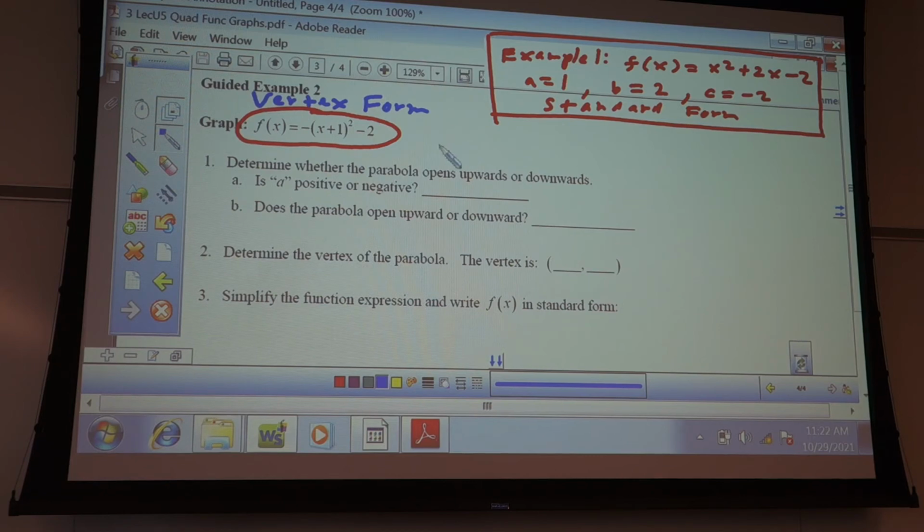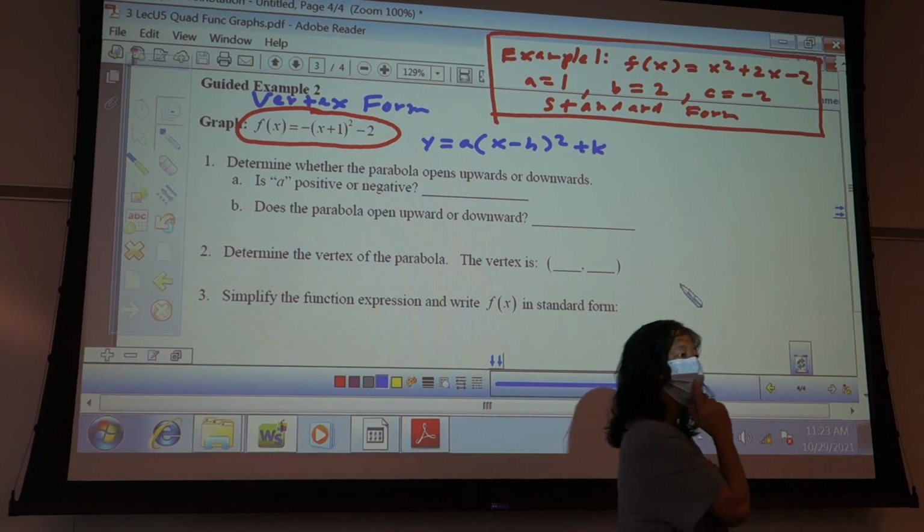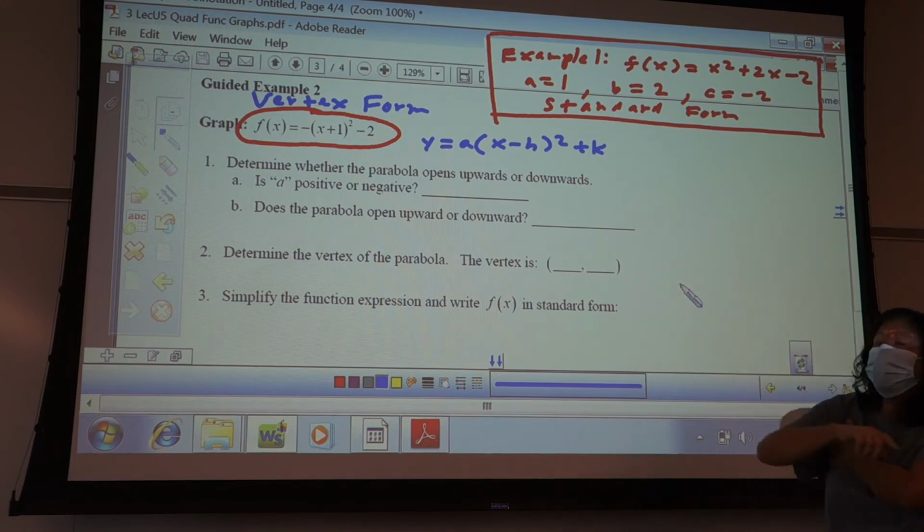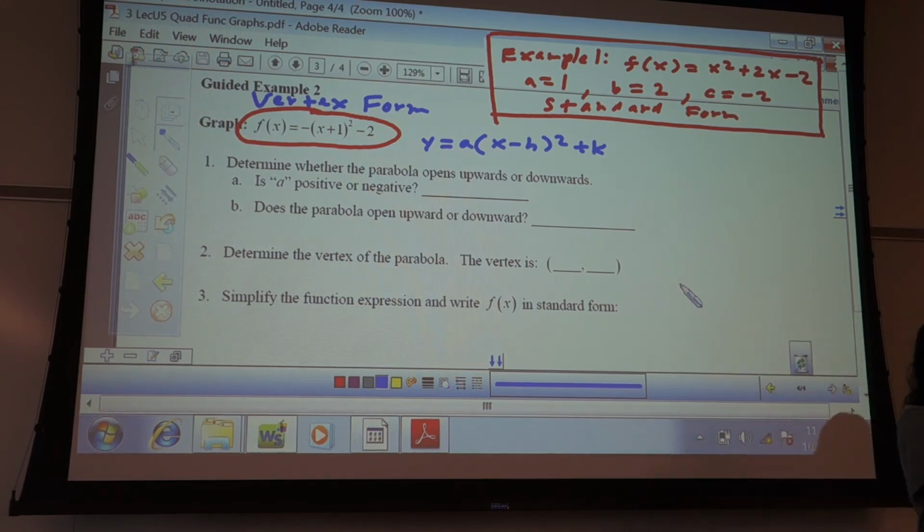Folks, what was vertex form? Vertex form was y equals a times x minus h squared plus k. So for standard form, I gave you A, B, and C. You had to find H and K. Does everyone know what H and K are? Who remembers what H and K is? They are x and y in a special situation. They're the vertex. H and K are my vertex, my x and y at the vertex.